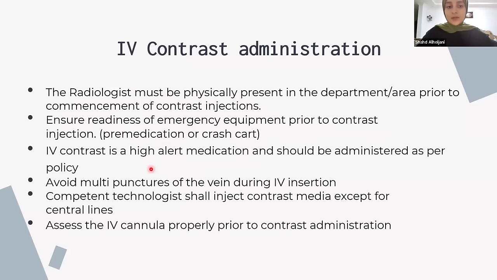Now, again, this is just general information. The radiologist must be physically present. You should have a crash cart just in case. IV contrast is a high alert medication, so the patient can develop reactions to the contrast. You should avoid multiple punctures in the vein to prevent extravasation of the contrast, and you should have competent technologists to do the procedure. Not anyone can do it. And assess that the IV cannula is properly placed before giving the contrast. Again, to prevent extravasation of the contrast, this will cause reactions, this will cause many issues for the patient.